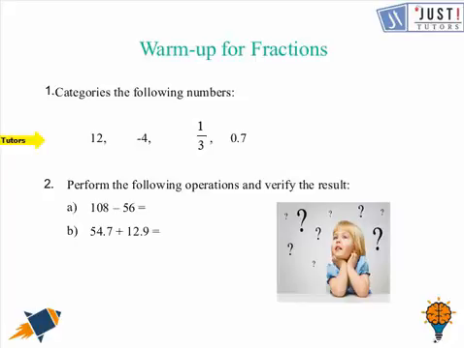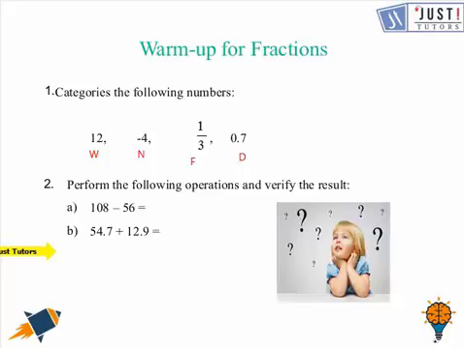So question number 1. Categorize the following numbers. First number is 12, that is a whole number. Then the next one is -4, which is a negative number. Then comes 1/3, which is a fraction. And then comes 0.7, which is a decimal number.